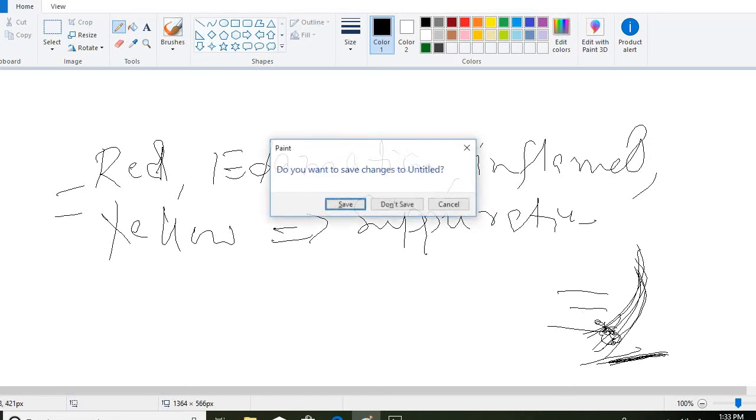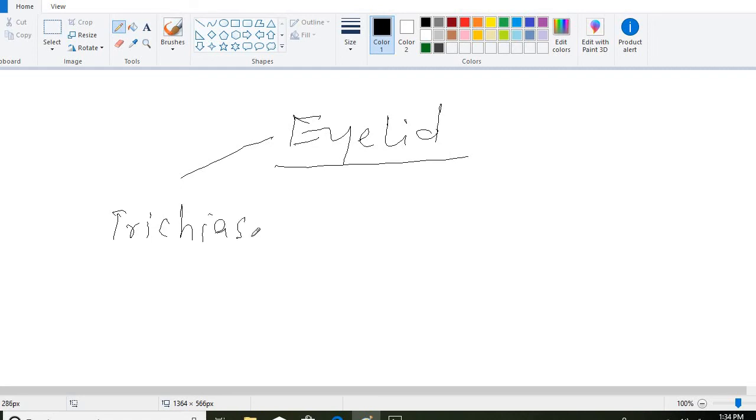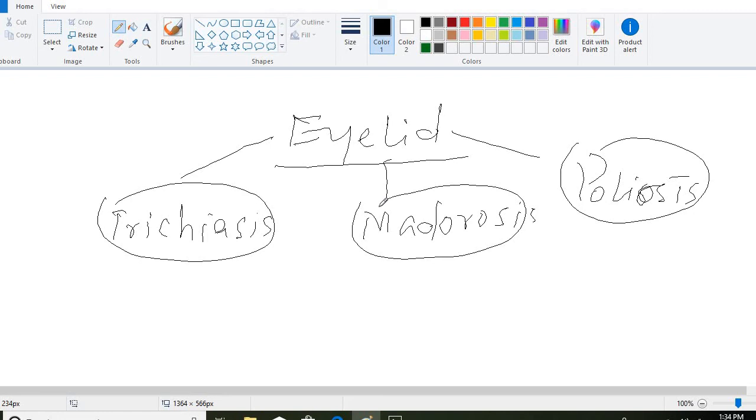Complications of blepharitis include eyelid complications, conjunctival complications, and corneal complications. Eyelid complications are trichiasis, madarosis, and poliosis. In trichiasis, there are misdirected eyelashes.